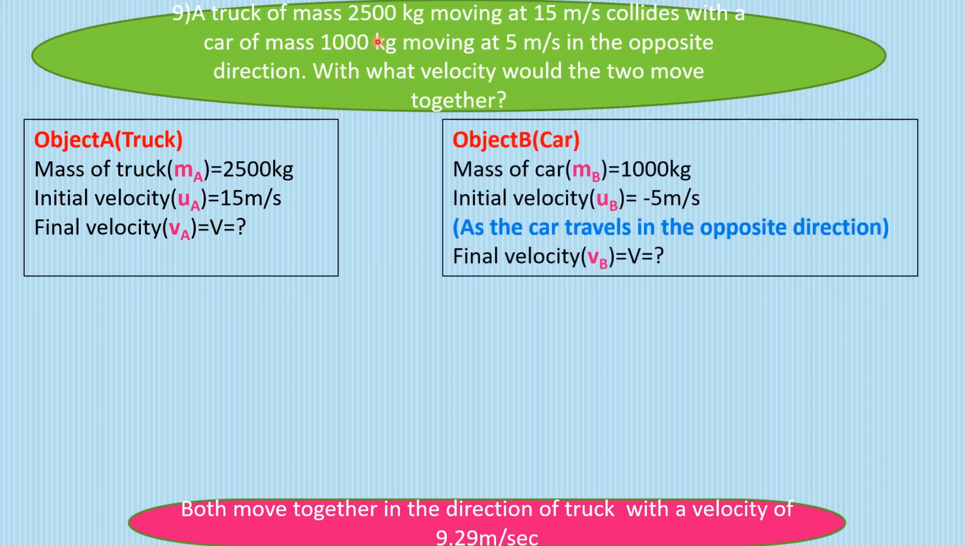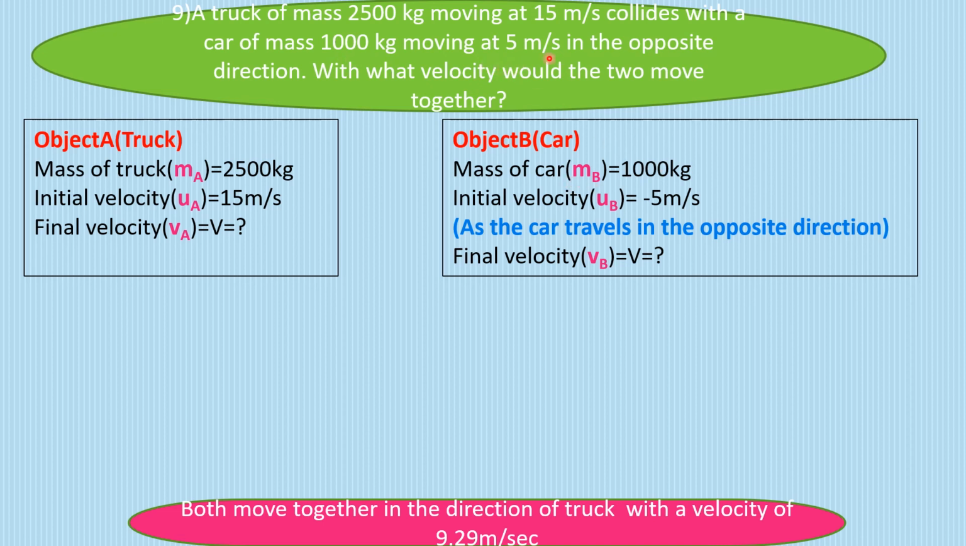Okay, so a truck of mass 2500 kg. So object A truck है, उसका mass. So since this is object A, इसका mass ma होगा, which is 2500 kg. Moving at 15 meter per second. So the initial velocity is going to be 15 meter per second. Collides with a car of mass this much. Now there is another object, object B, which is a car. इसका mass है 1000 kg. So mass of the car mb is 1000 kg.